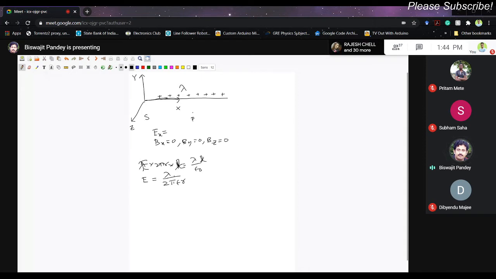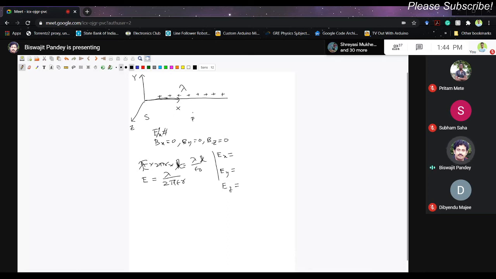Fine. But what will be the x component of the electric field? What will be the y component, and what will be the z component? Let us write it down here. What is Ex? What is Ey? And what is Ez?